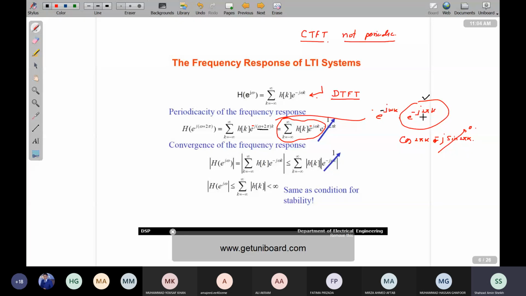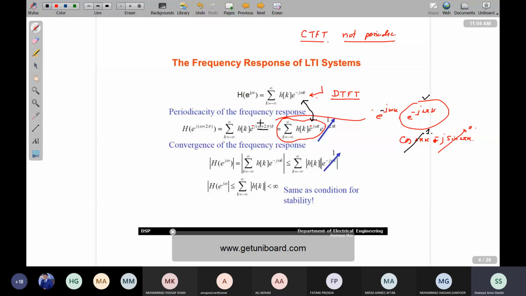Why? Because e^{-j2πk} will be equal to cosine 2πk minus j sine 2πk. This term is equal to 0 and this term is equal to 1. So that's why e^{-j2πk} is equal to 1, and the rest is h of k e^{-jωk}, which is nothing but what was H of e^{jω}.